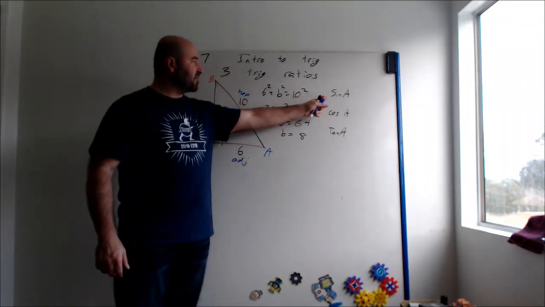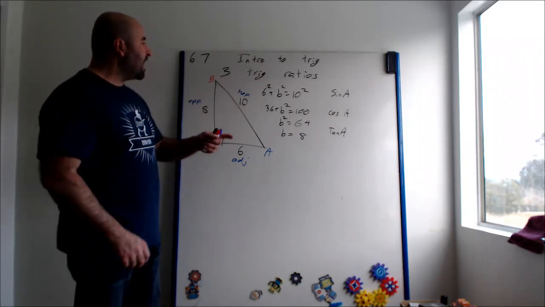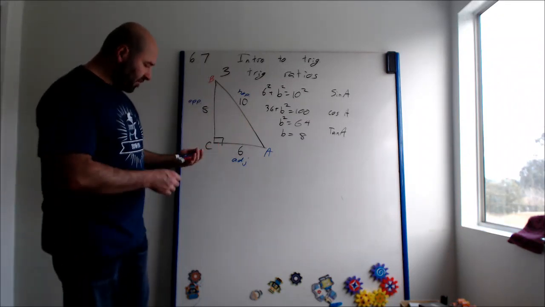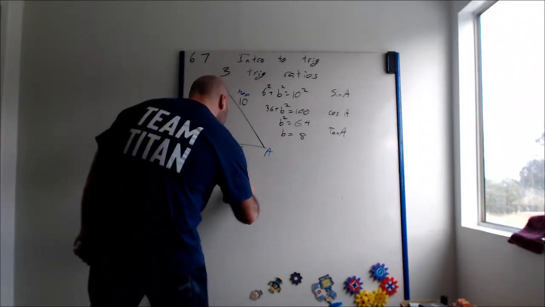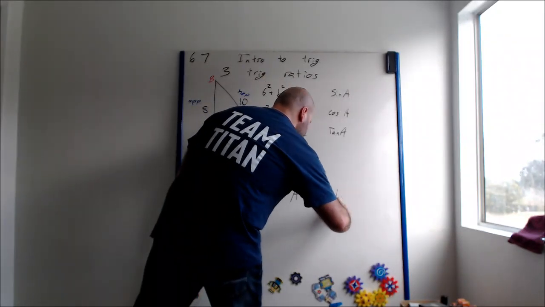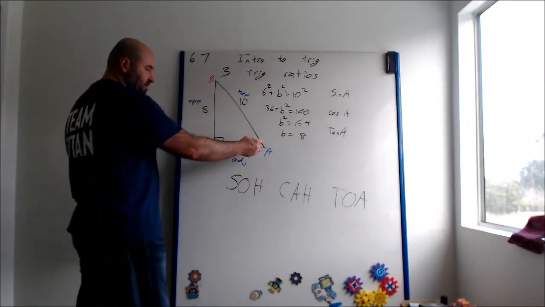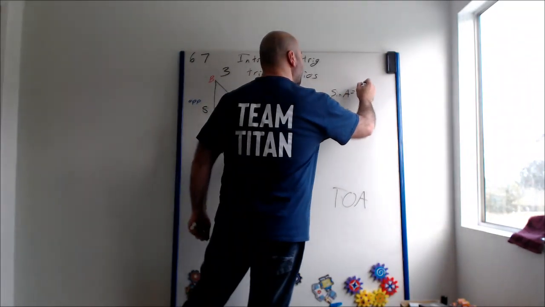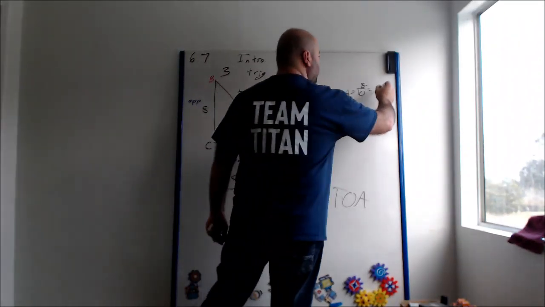So sine of A, if you remember back and you look at your notes, sine of A is going to be opposite over hypotenuse. To help you remember, SOHCAHTOA. Sine is opposite over hypotenuse. This is the side opposite over hypotenuse. So we end up with 8 over 10. Please don't leave it like that though. Reduce it down: 4 over 5.